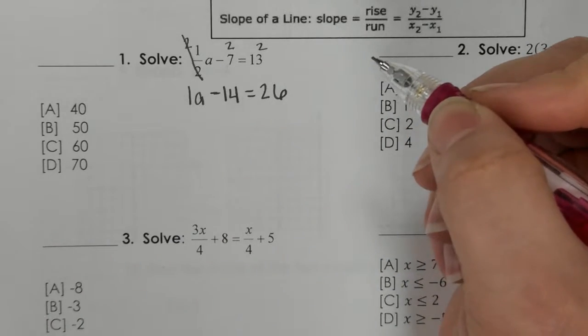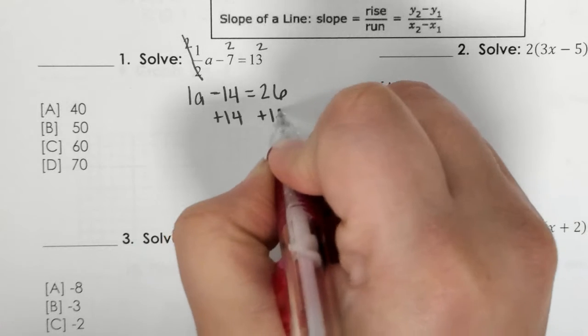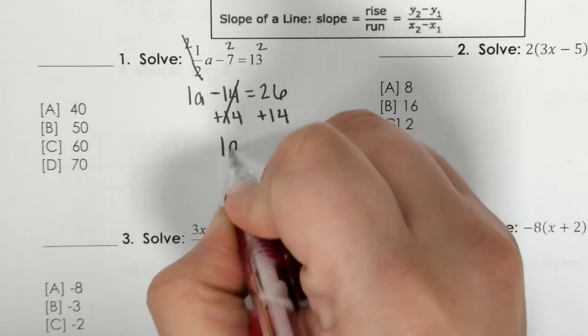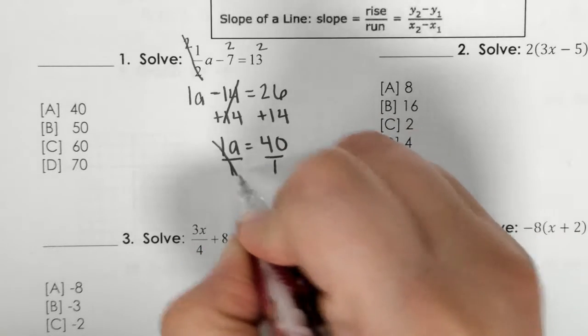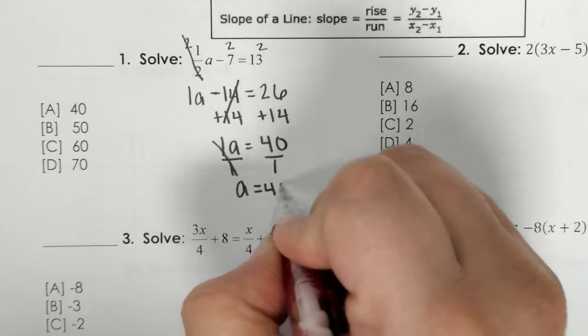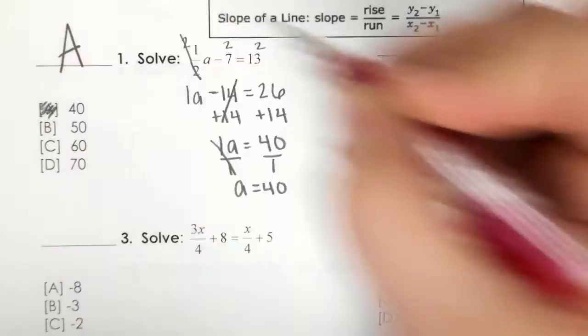Then if we add 14 to both sides, we would get 40. Divide both sides by 1, and a is 40. So that would be letter A.